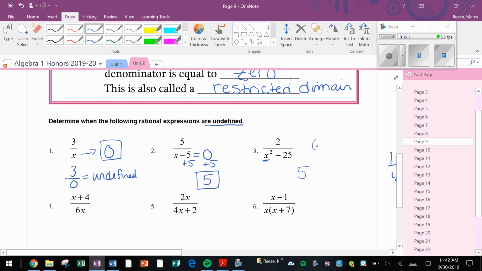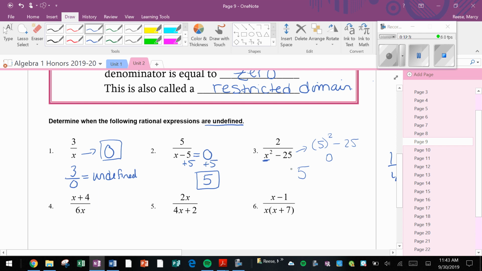So if I were to put 5 in there and square it, I would end up with a 0 there, right? 5 squared is 25. 25 minus 25 is 0. So that's one of the answers. What is the other?